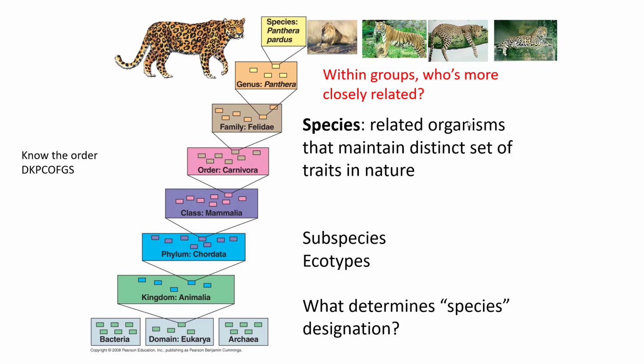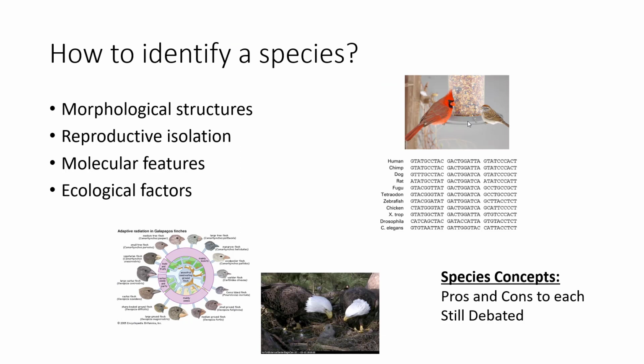So, what determines the species designation? What is a species versus what is a genus or a family? Well, a species can be identified 4 different ways. We can look at the morphological structures, i.e., what does this organism look like and does it look like different things? We can look at reproductive isolation. Does this organism breed with others that are similar looking? Or molecular features where you can actually look at the DNA and say that this organism is distinct via different DNA sequences, or ecological features where this organism occupies a different niche than others.